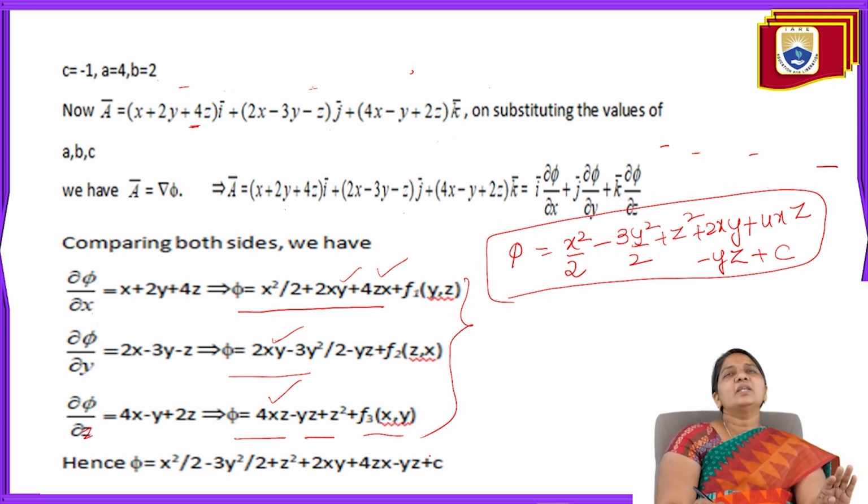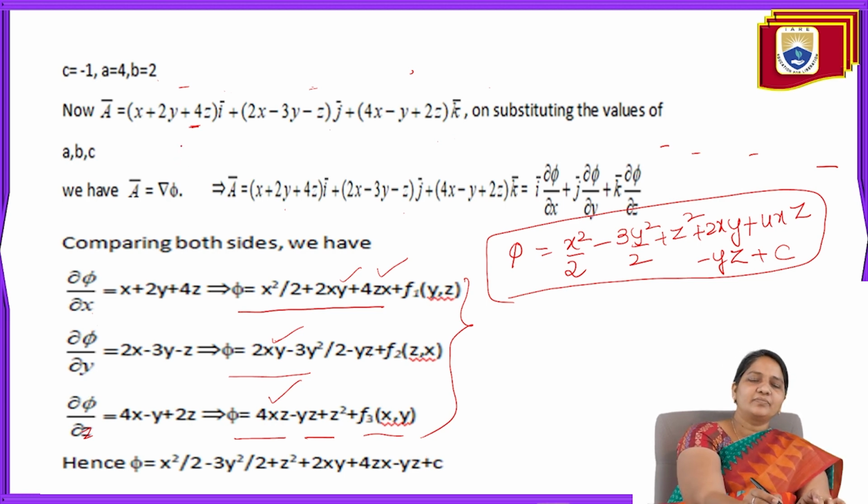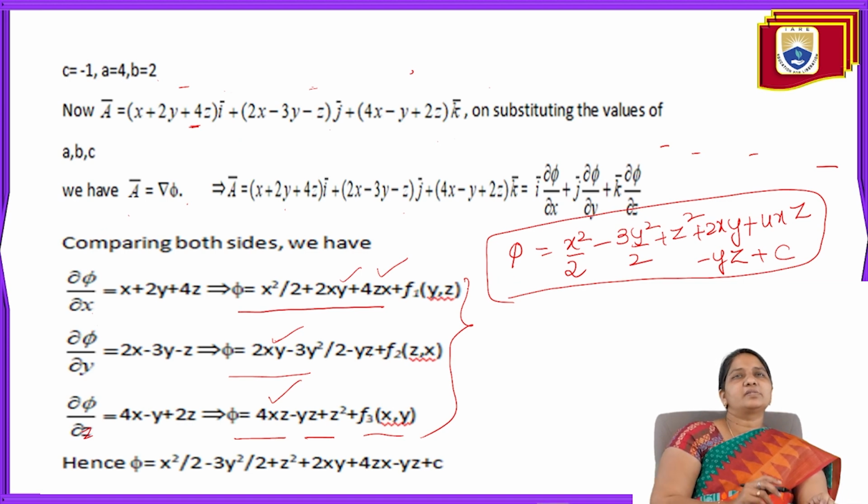So if any vector is irrotational, then there exists one scalar potential function, that is pi. So F bar equal to del pi. So then we can find the pi by using this type of procedure. So this is the way to calculate the scalar potential function.